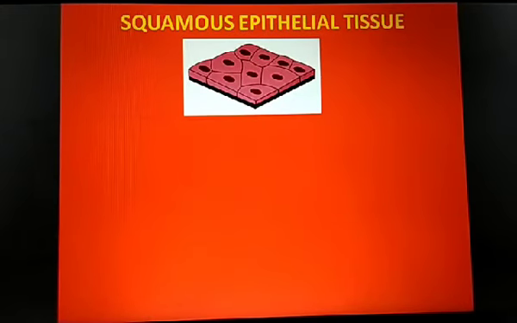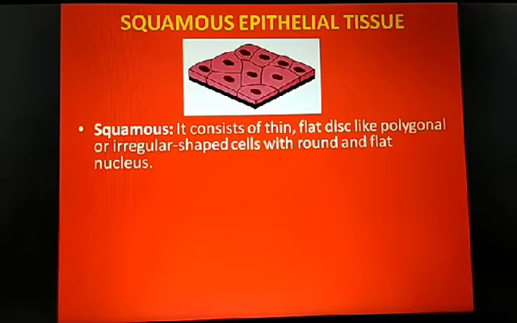The first is squamous epithelial tissue. Now we'll be discussing different types of epithelial tissue. Squamous epithelium consists of thin, flat, disc-like polygonal or irregular shaped cells with a round and flat nucleus, as you can see in this picture here. This is a very simple type of epithelial tissue, or simple squamous epithelial tissue.